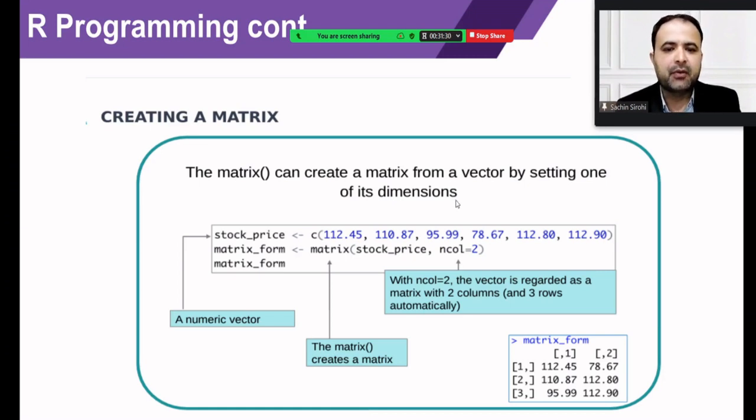Matrix can create a matrix from a vector by setting one of its dimensions. So we have a data vector. Now with the help of matrix, I want to convert it into a number of columns 2. So now the number of columns is 2, and it will automatically be converted and split into the rows. And matrix is a function. So how can we do this? Stock price, this one, and I want to print it into the matrix.